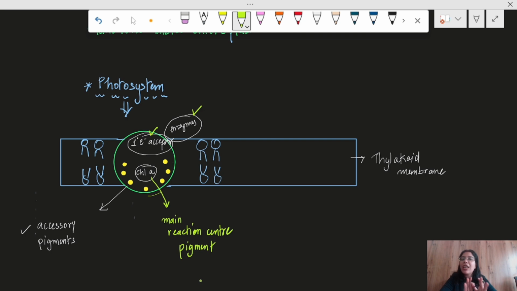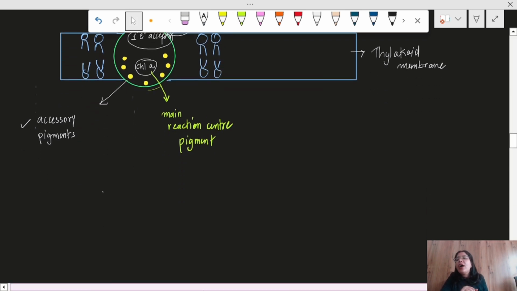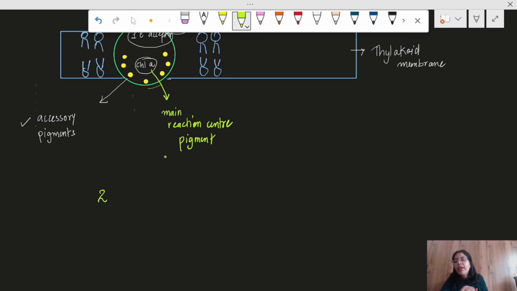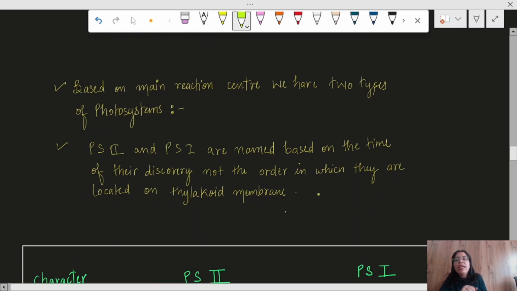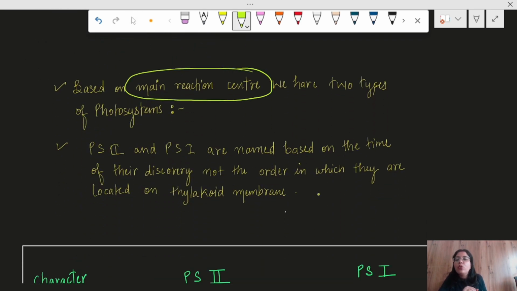So understood, pigments are not spread across the thylakoid membrane randomly. They are organized in a unit on the thylakoid membrane in the form of a photosystem, right? Now you have two types of photosystem, and this depends on the main reaction center pigment. Based on the main reaction center pigment, you have photosystem 2 and photosystem 1, right? Photosystem 2 and photosystem 1 are named based on the time of their discovery and not in the order in which they are located on the thylakoid membrane.